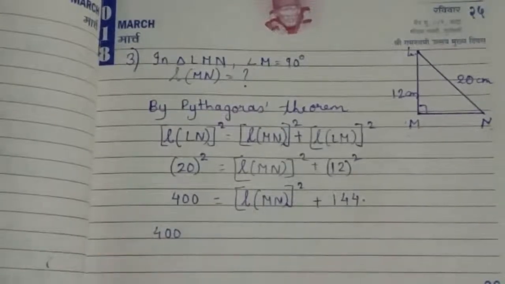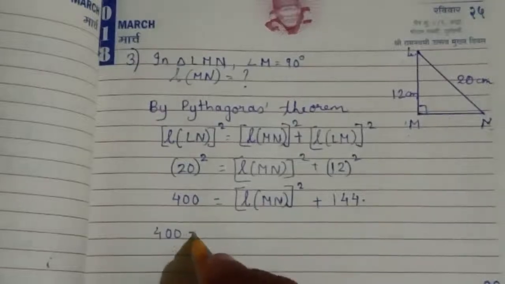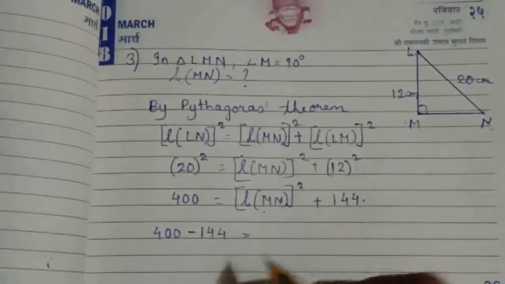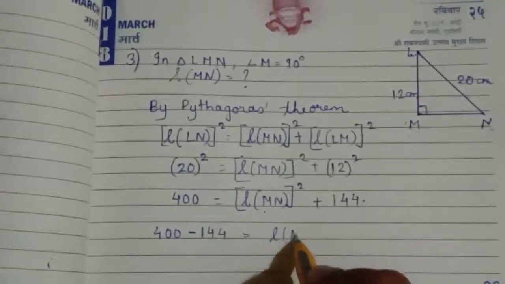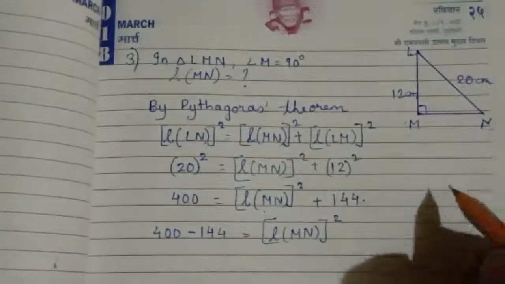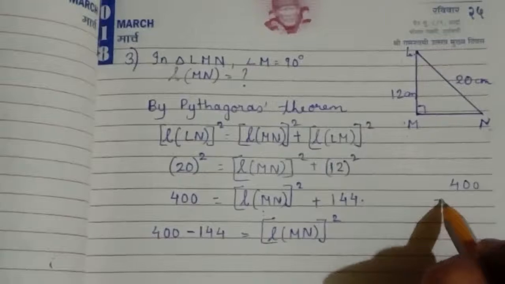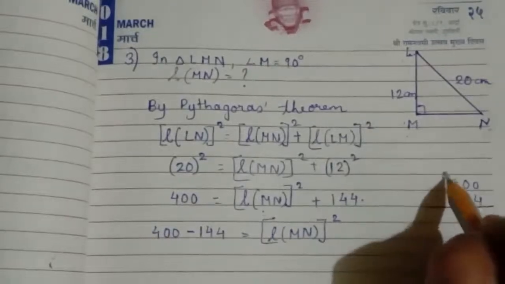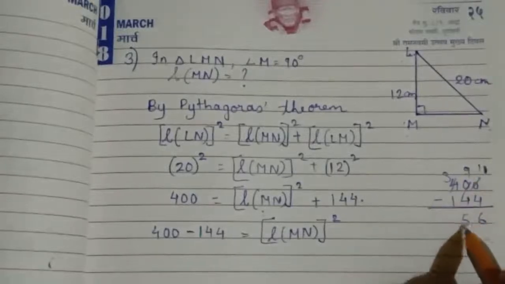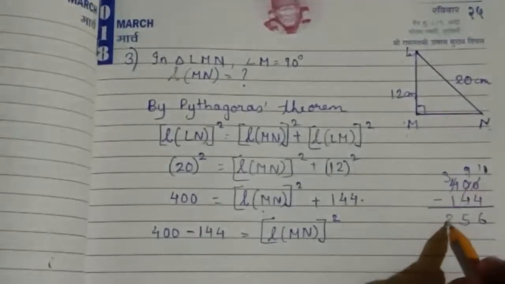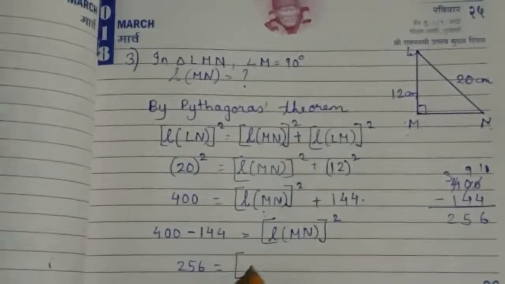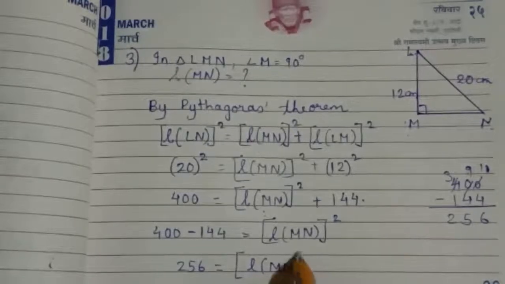Now positive, if we take the other side, will it be negative? So minus 144 is equal to what remains on our RHS? Length MN bracket square. Now do the subtraction. 400 minus 144: 3, 9, 10. 10 minus 4, 6. 9 minus 4, 5. 3 minus 1, 2. So what is remaining? 256 is equal to length MN's square.